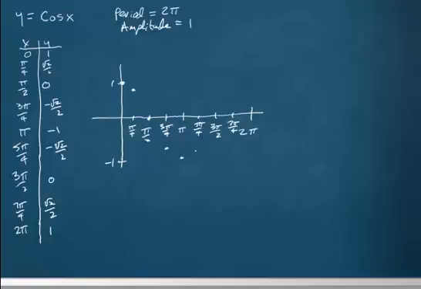At 5 pi over 4, we have minus the square root of 2 over 2. At 3 pi over 2, we have 0. At 7 pi over 4, we have the square root of 2 over 2. And at 2 pi, we have 1. And now if we were to graph a smooth curve through these dots, we find what the shape of the cosine function is.